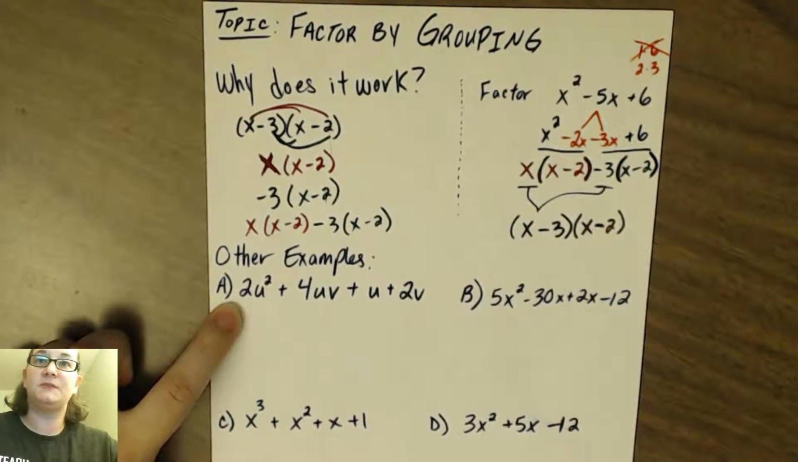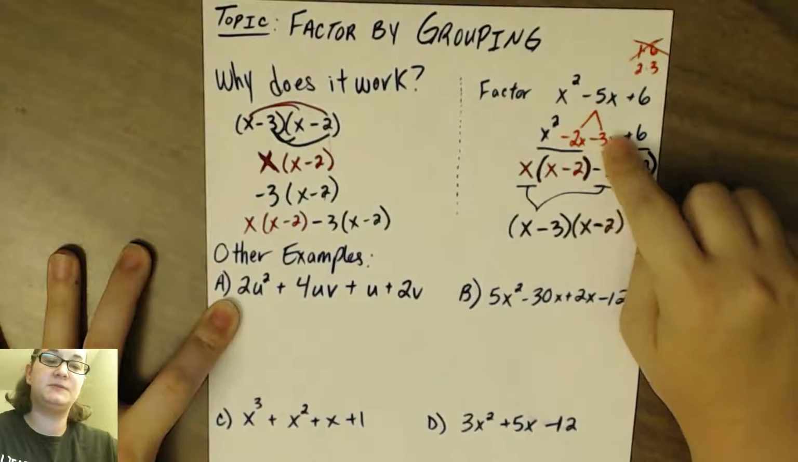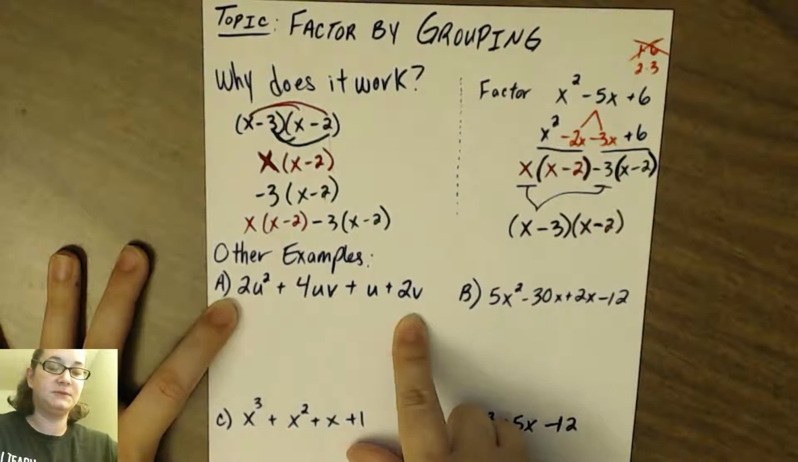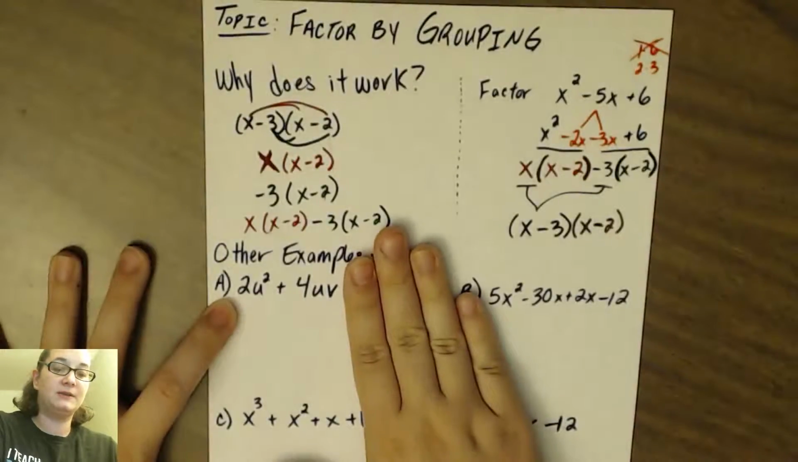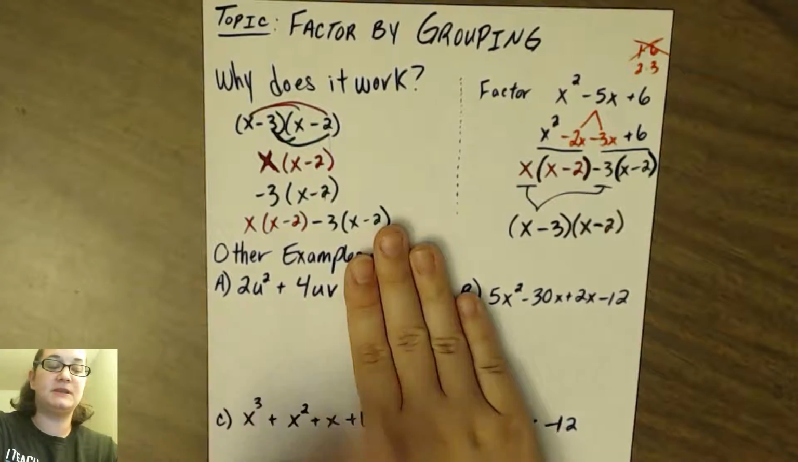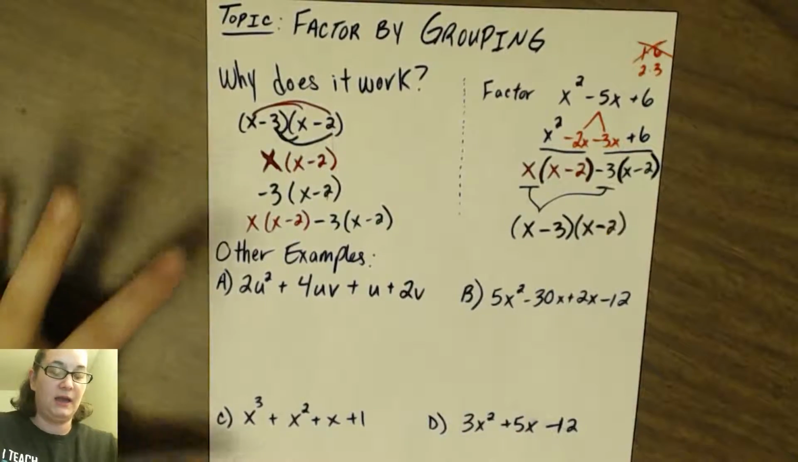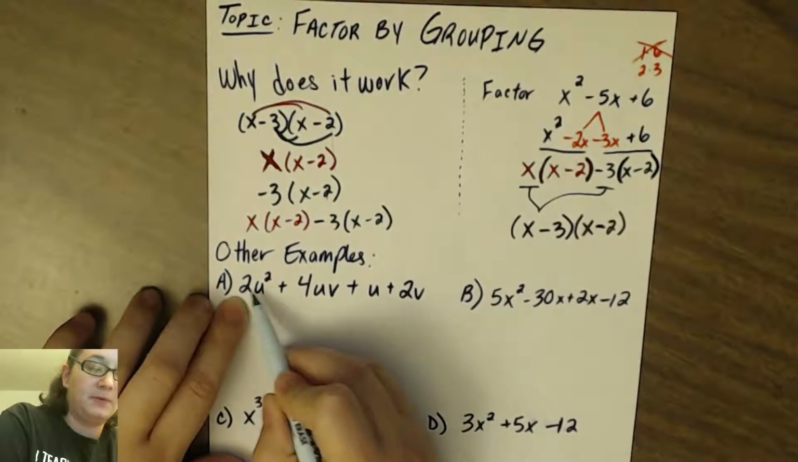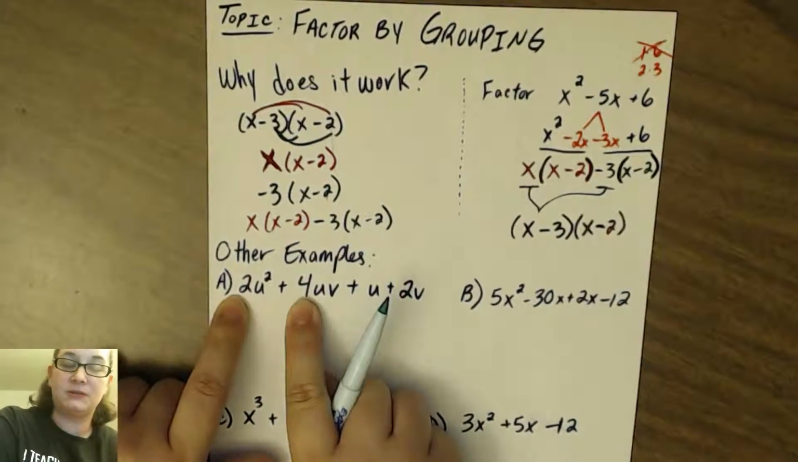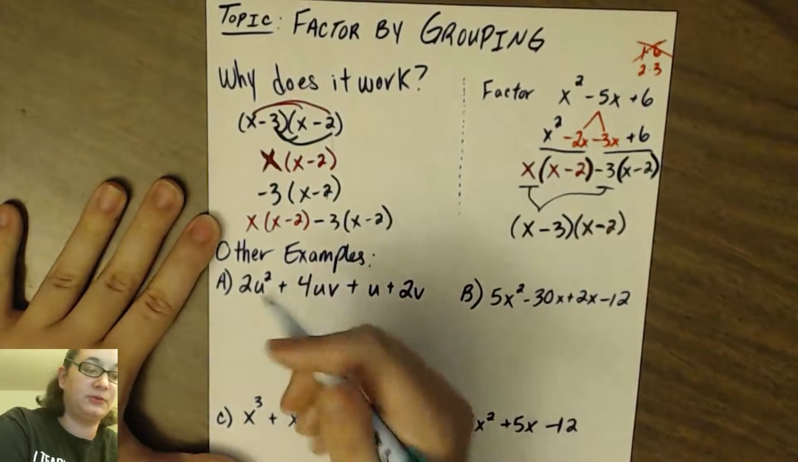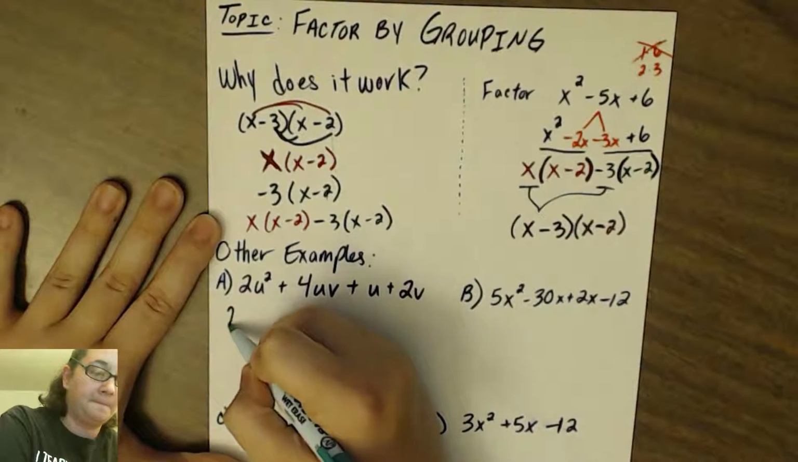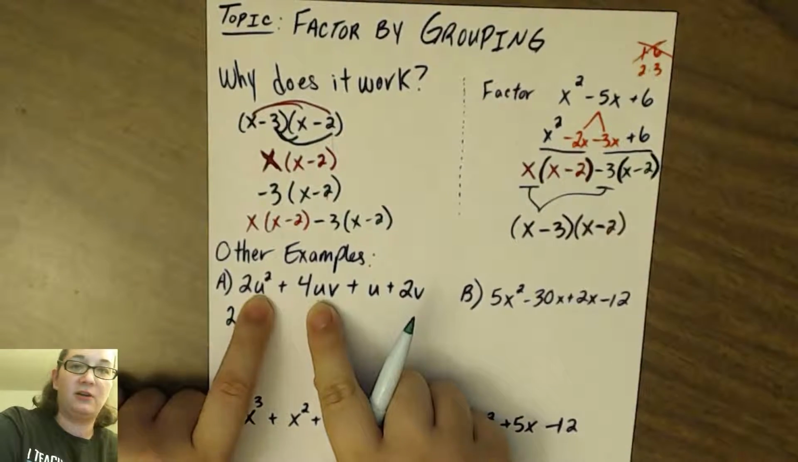So luckily on this first one, I don't have to split the middle. It's already 4 terms. And I want to cover the last 2 up, look at just the first 2 terms, and ask what do they have in common? Can I pull anything out? And I can. If I look at just the coefficients first, they both have a 2 in common, so I'm going to pull the 2 out. And they also both share a u in common.